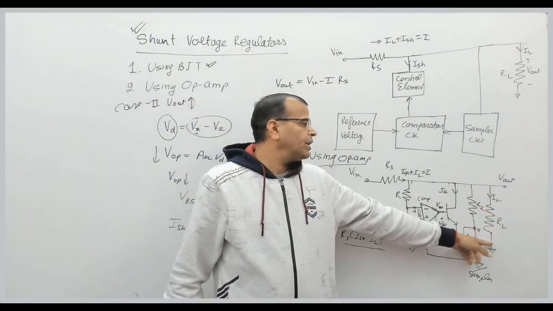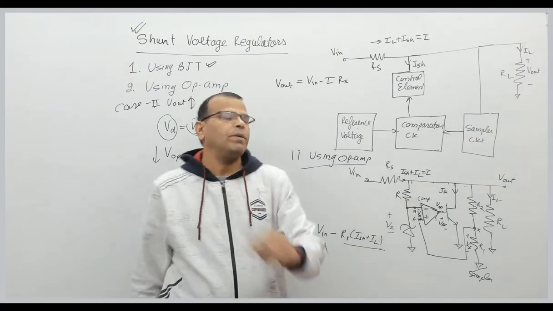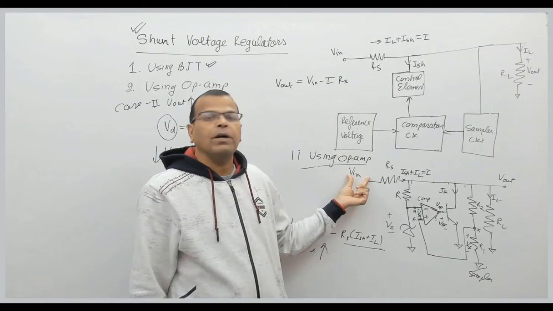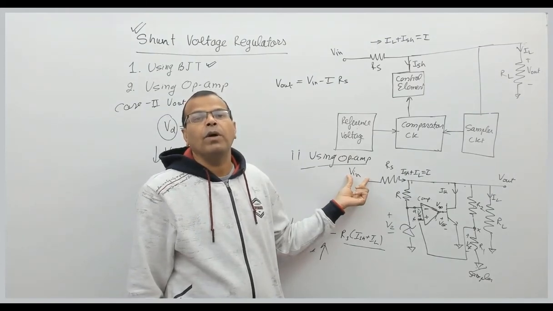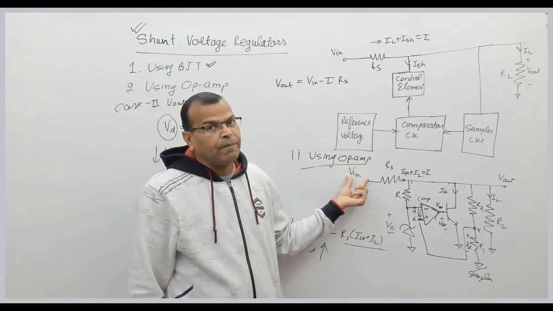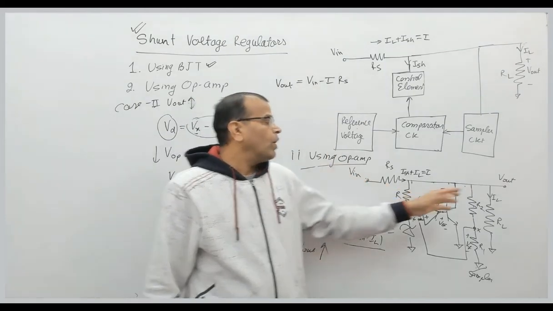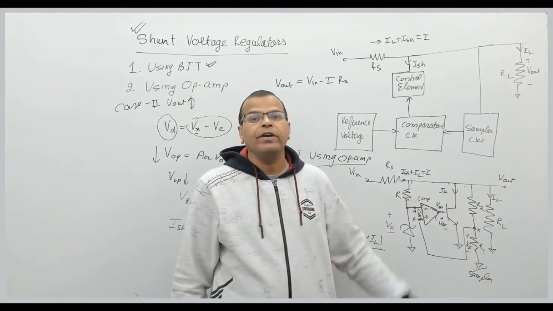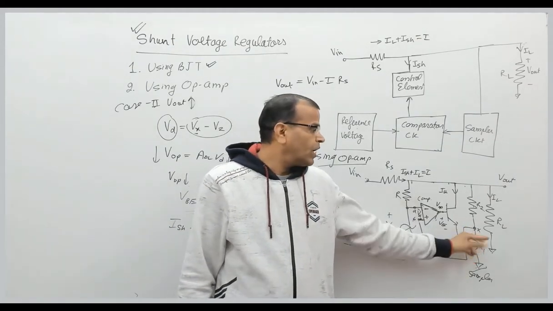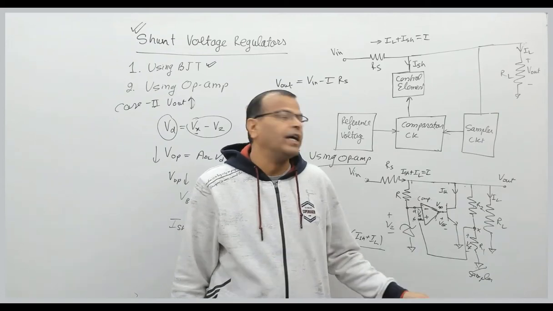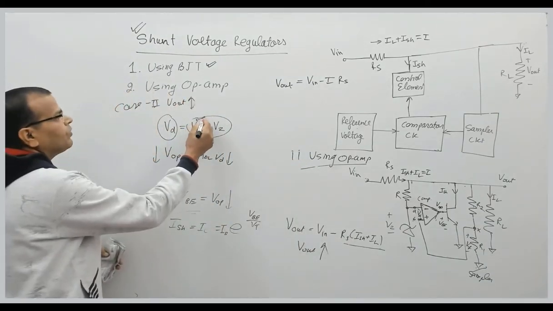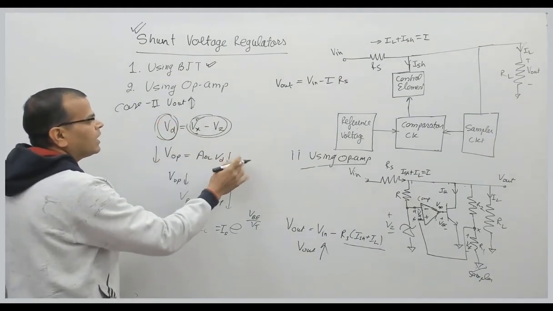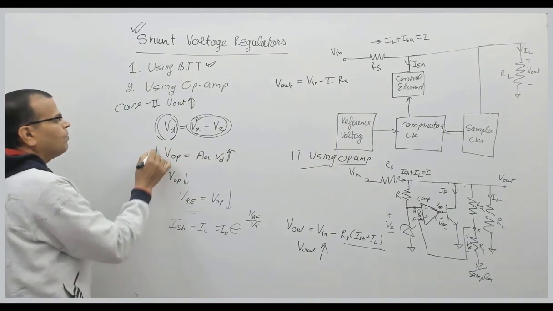Maybe because of an increase in the load resistance, or maybe because of an increase in the supply voltage. Where is this supply voltage coming from? It is coming from an unregulated power supply, right? So when the output voltage increases, the drop across R1 will increase. The drop across R1 is nothing but Vx, so Vx is increased, and when Vx increases, this difference will increase.